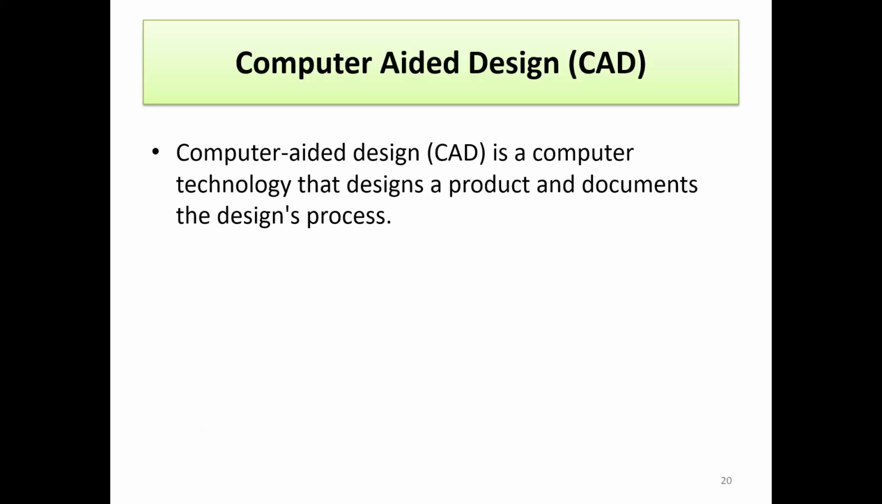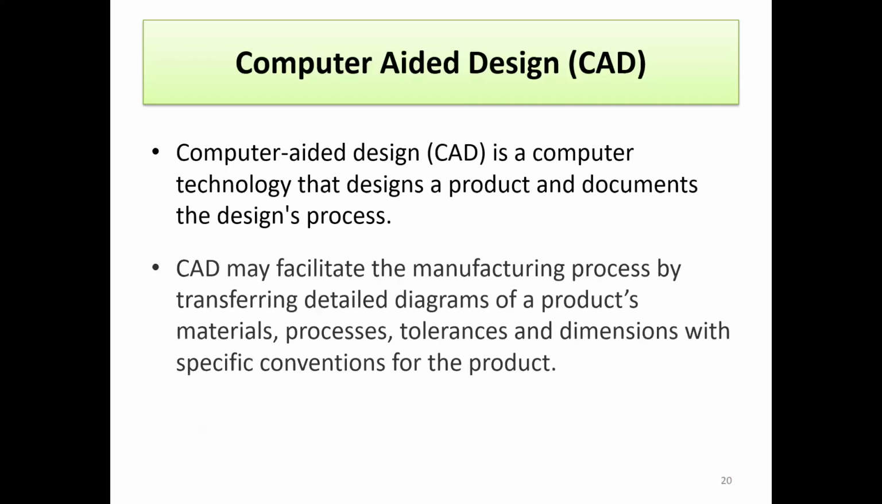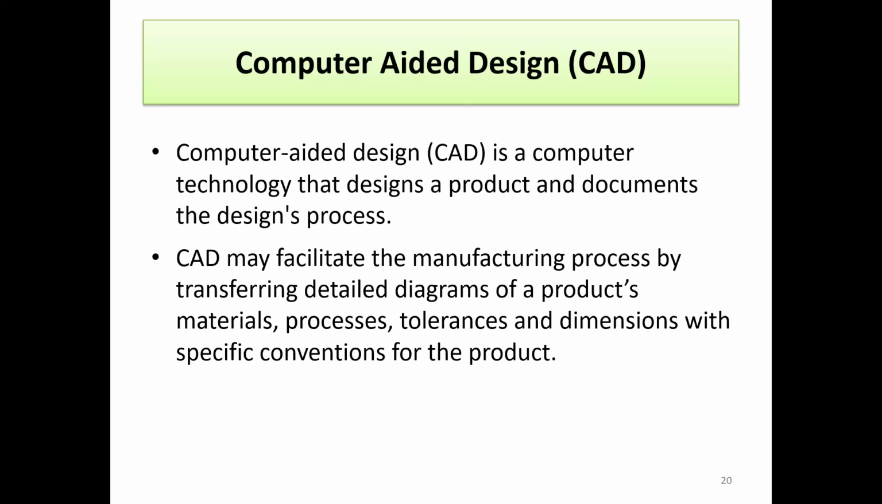Computer-aided design is a computer technology that designs a product and documents the design's process, simply. CAD is the computer technology in which we design a product. Then finally, a product specification comes out as a document, right? Easy. CAD may facilitate the manufacturing process by transferring detailed diagrams of a product's materials, processes, tolerance, and dimensions with specific conventions for the product. What is the specific convention? That is the product specification.